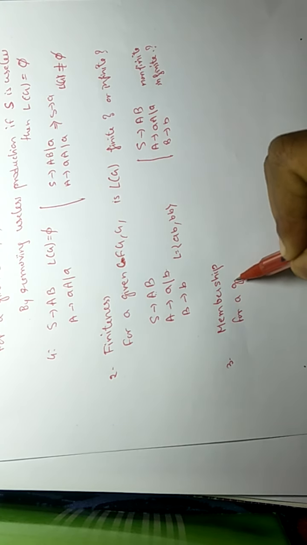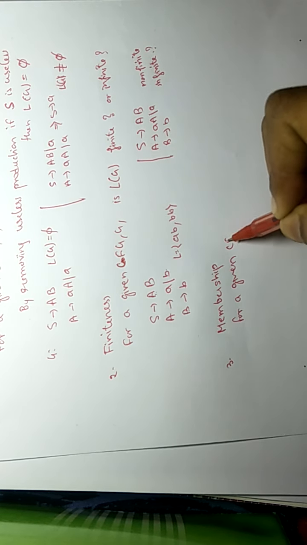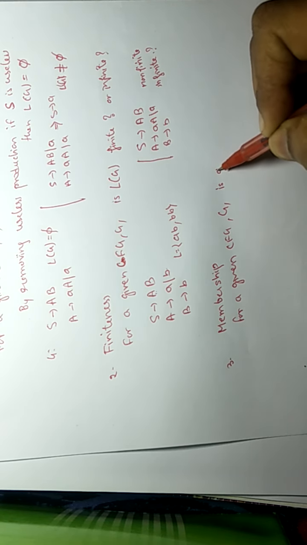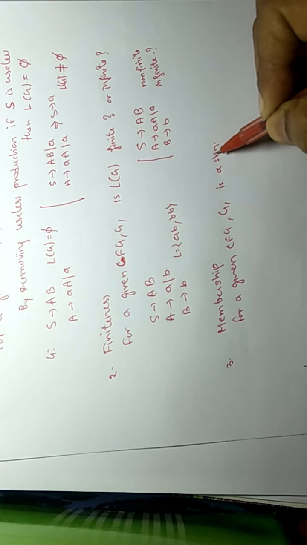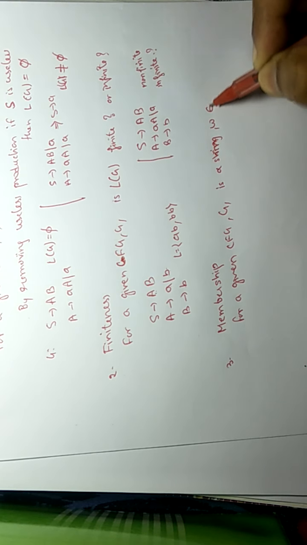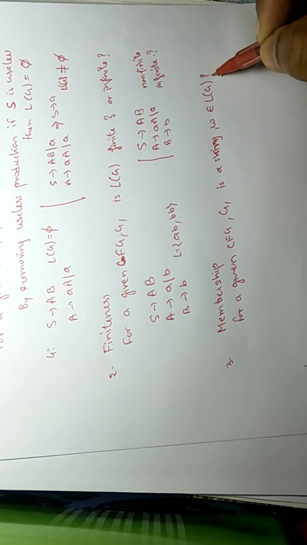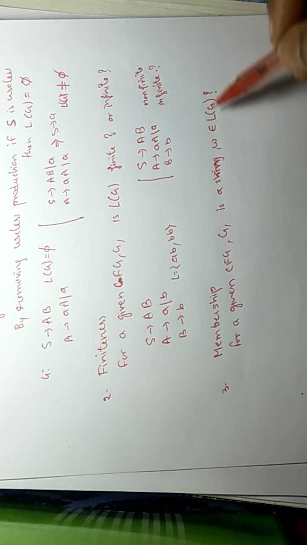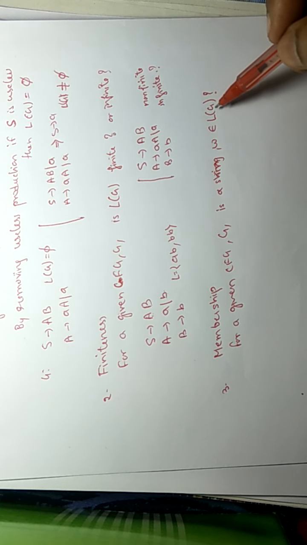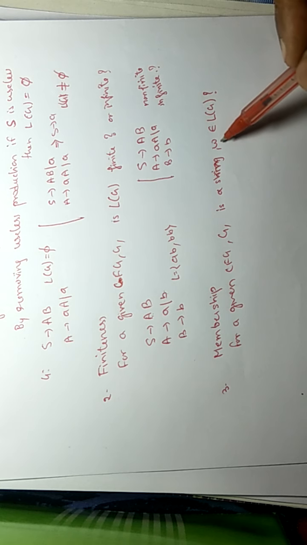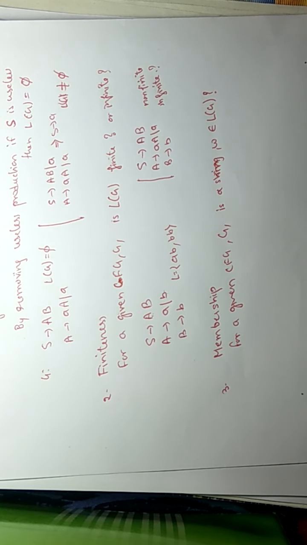For a given CFG, say G, and a string, say W, does W belong to the language derived from the grammar? So for a grammar there is a language, and you have to check whether a string belongs to that particular language of the grammar, or you can say whether a string W is derived from this grammar.